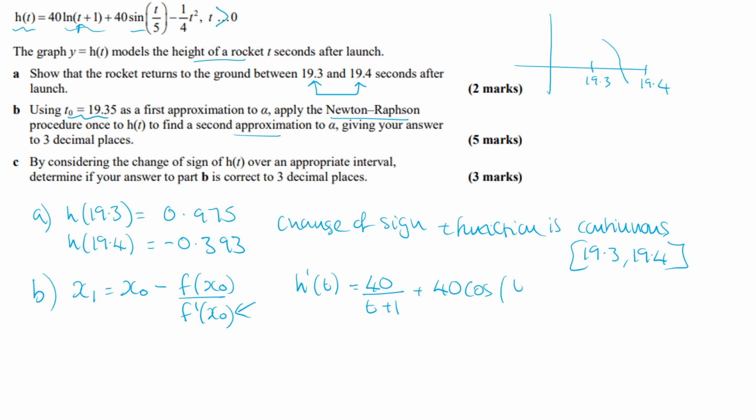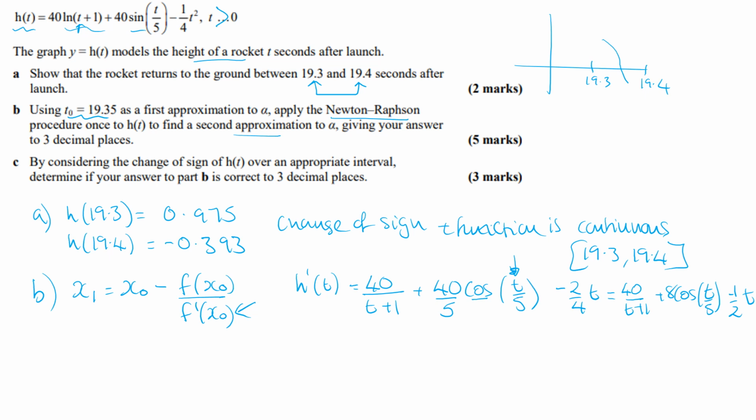We can leave alone on the inside because we're applying the chain rule, just differentiating with respect to sine and getting cos. And then because we left alone on the inside, we then have to differentiate with respect to t over 5, which will just be a fifth, which can go on the front. And then it's going to be minus 2/4 t. And if we just tidy that up, it'll be 40 over t plus 1 plus 8 cos of t over 5 minus a half t. So that is the differential.